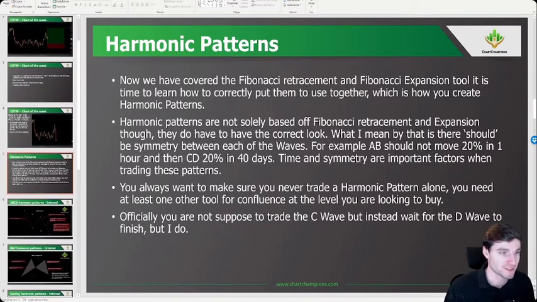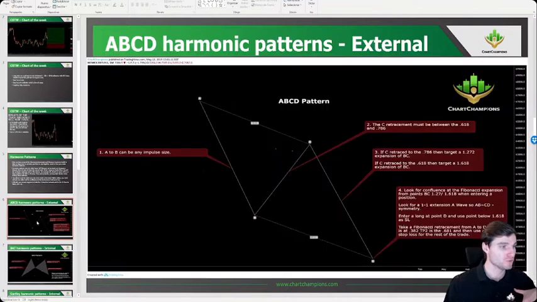So I hope this has all made sense so far. I want to move on to the first one, which is very, very simple, so I'm not going to spend too much time on this one. This is your most simple ABCD harmonic pattern, okay? It's very, very basic, because you only have to do 2 steps on it.